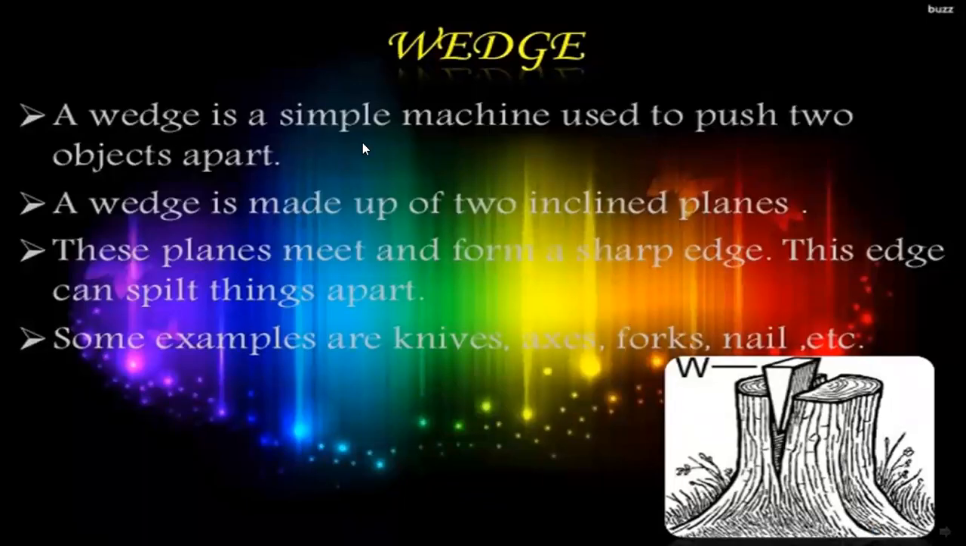Again, here you see a wedge is a simple machine used to push two objects apart. A wedge is made up of two inclined planes. These planes meet and form a sharp edge. This edge can split things apart. Some examples are knives, axes, forks, nails, etc.